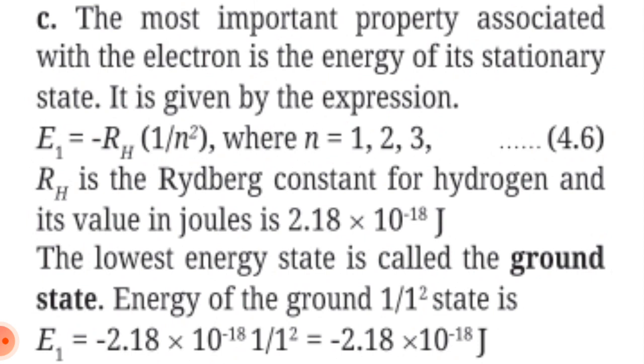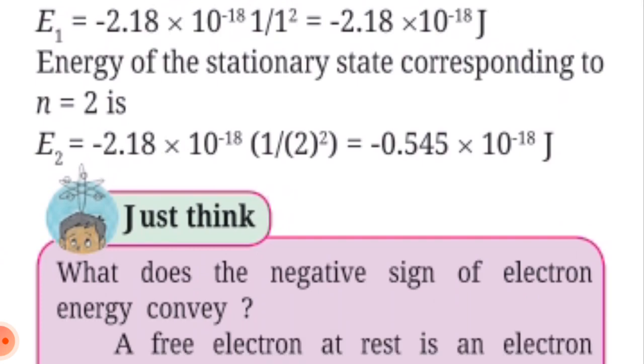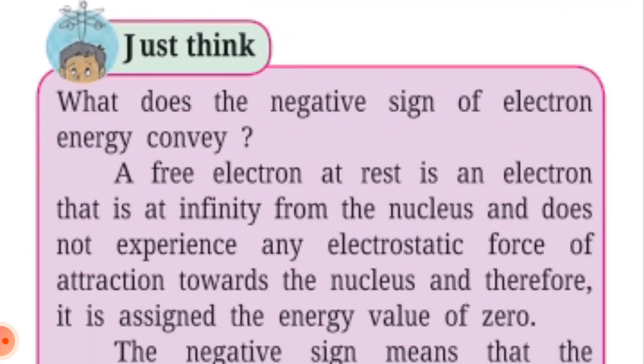Energy of the ground state is E1 is equal to minus 2.18 times 10 raised to minus 18 times 1 upon 1 squared, which is equal to minus 2.18 times 10 raised to minus 18 joule. Energy of the stationary state corresponding to n equal to 2 is E2 is equal to minus 2.18 times 10 raised to minus 18 times 1 upon 2 squared, which is equal to minus 0.545 times 10 raised to minus 18 joule.